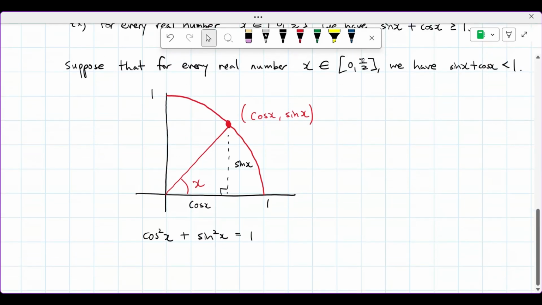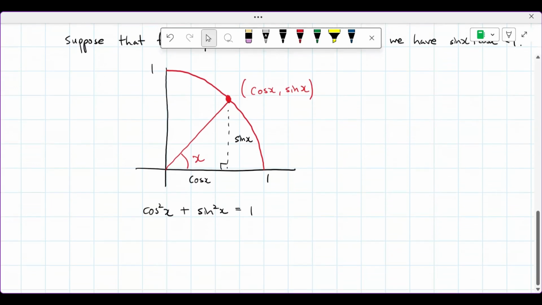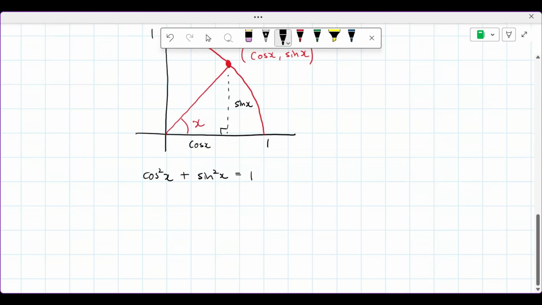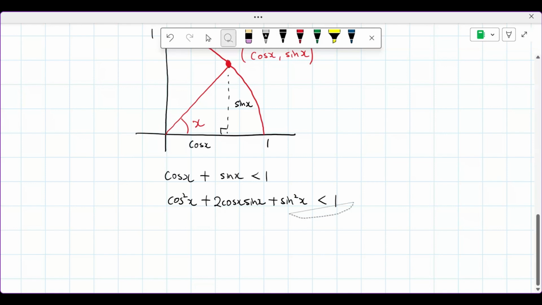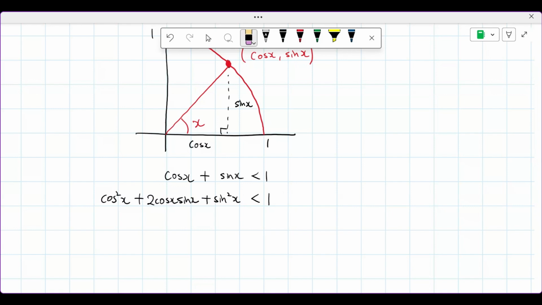Well, how can we use this to compare this value to sine of x plus cosine of x is less than 1? Well, let's try to go backwards, actually. So I'm going to get to that position. Cosine of x plus sine of x is less than 1. And let's try to square both sides here. Because left-hand side and right-hand side are both positive, we know that cosine squared of x plus 2 cosine x sine of x plus sine squared of x is still going to be less than 1.